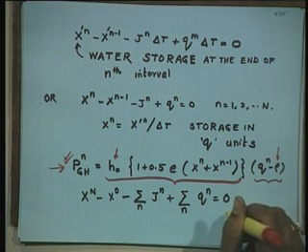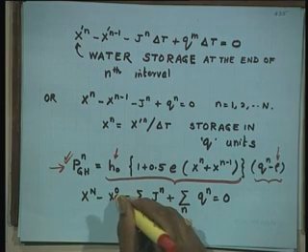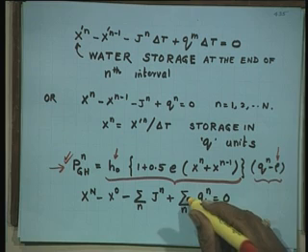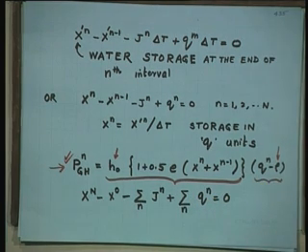This is again a water availability equation. Final storage minus initial storage minus summation of all inflows plus summation of all discharges must be 0. Final minus initial, input minus output. So, this is a water availability equation.